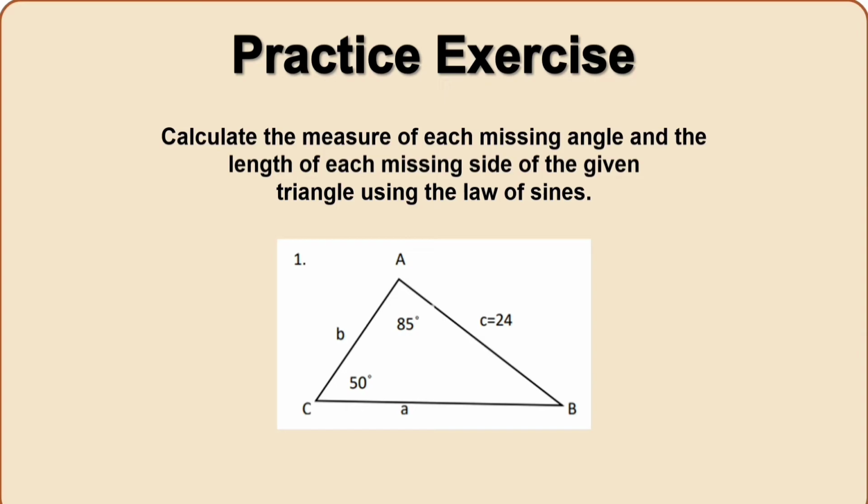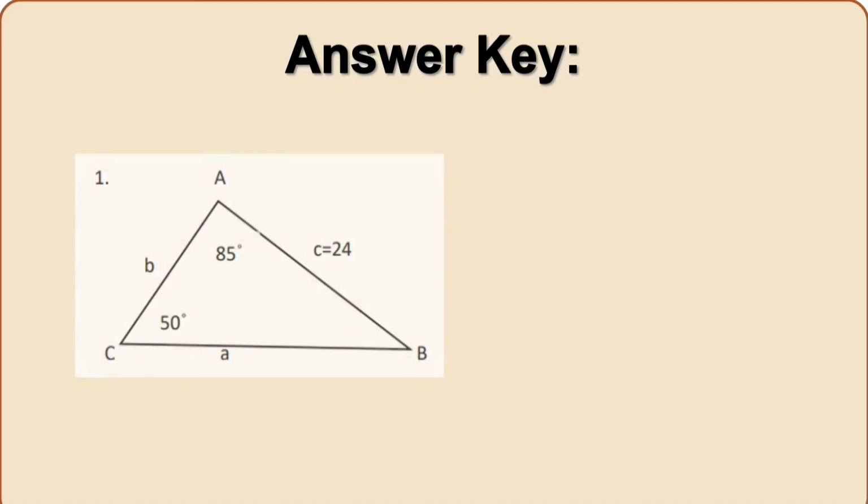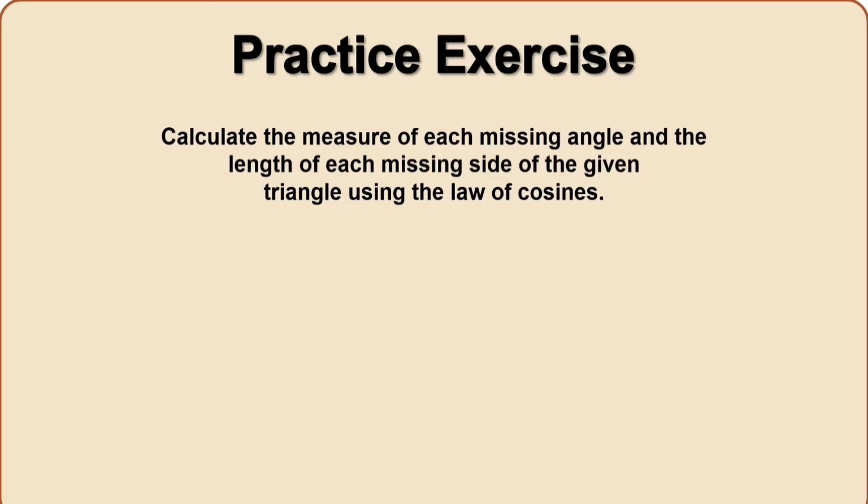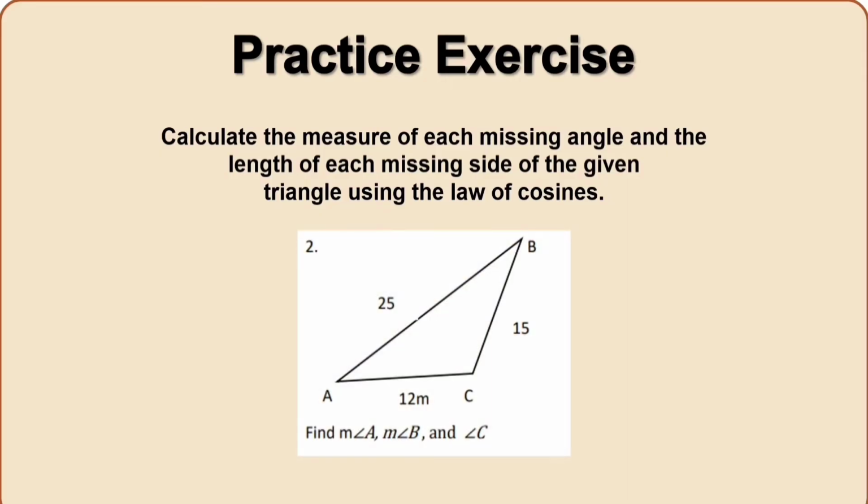Time's up. So for number 1, here's the answer. For side A, we have 31.21, side B, we have 22.15, and angle B is equal to 45 degrees. Did you get the correct answers? Good job, my dear students! Now we have here our second practice exercise.